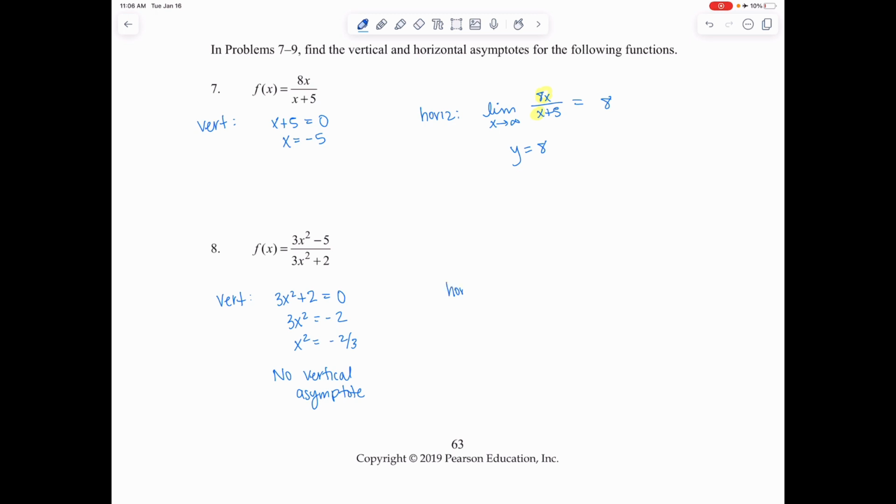Horizontal, we take the limit as x goes to infinity. And again, our x's are both squared. Our x's have the same power. So we make a ratio of our coefficients, 3 over 3, which is just 1. So y equals 1.